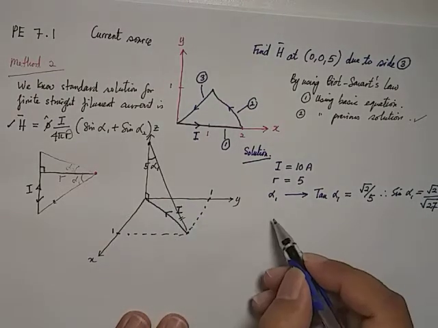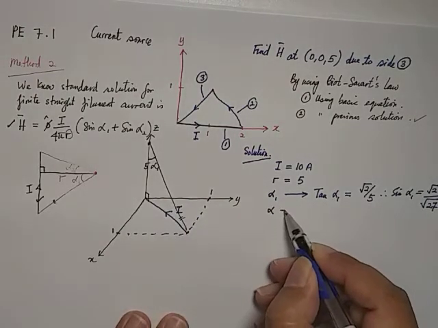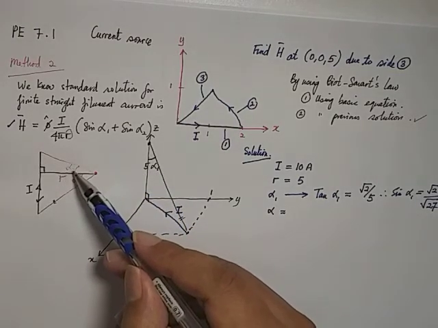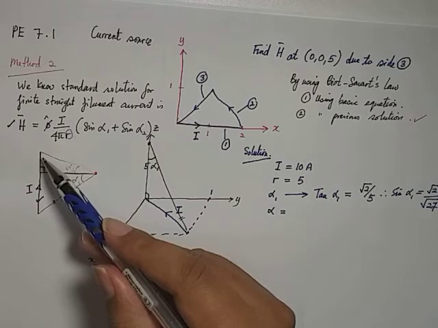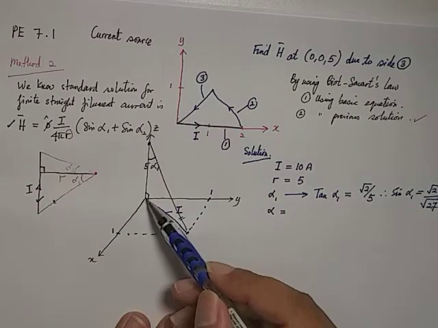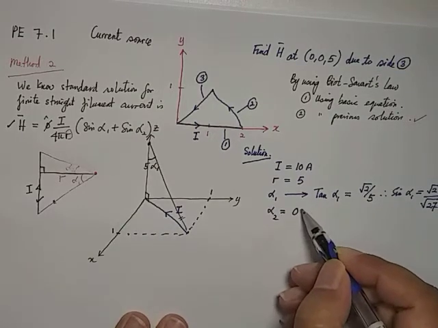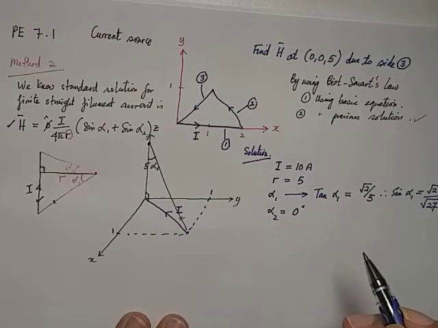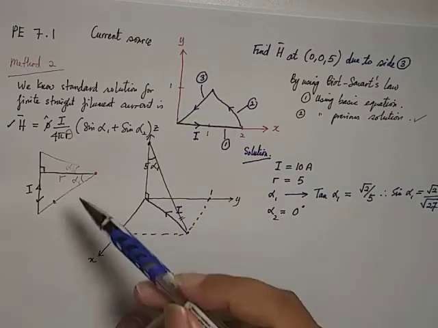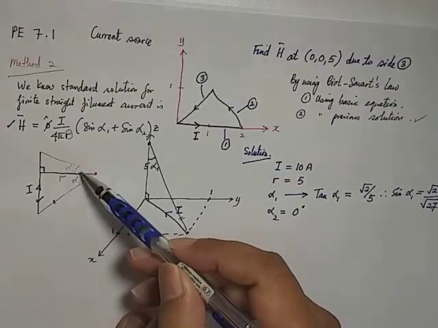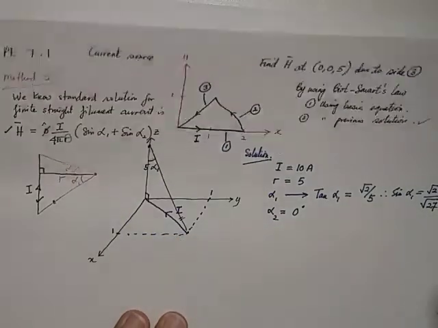How about alpha 2? From the diagram, we can see alpha 2 is the angle referring to the upper limit, where the current is ending. Since the current is ending at this position, which is coinciding with the R, therefore we can state that alpha 2 is equal to 0 degree or 0 radian, because it's parallel, because this line and this line actually become one. So therefore angle alpha 2 is equal to 0.